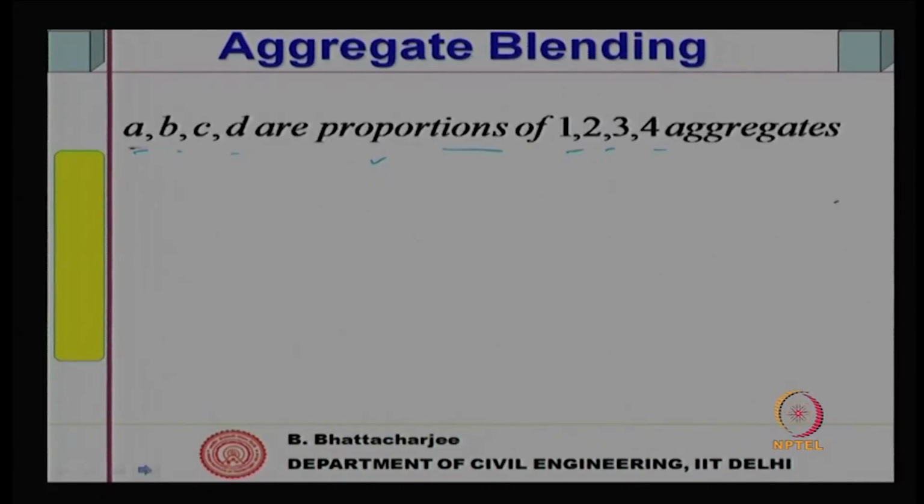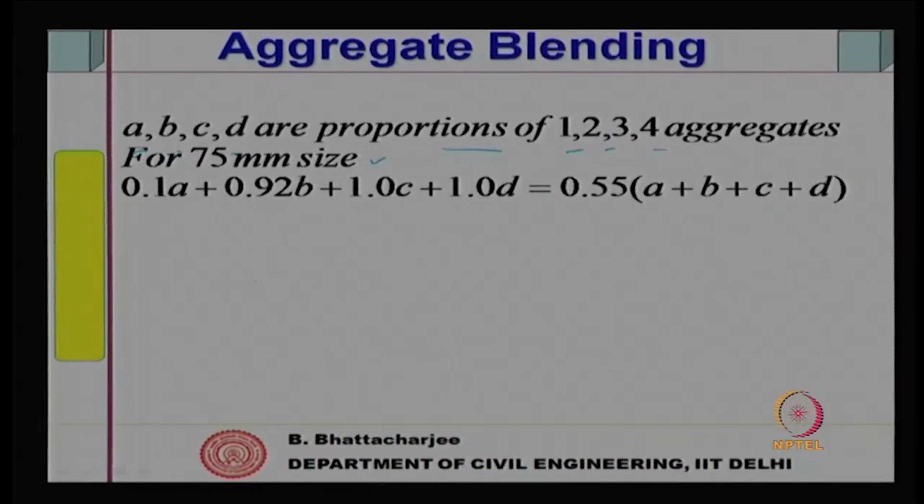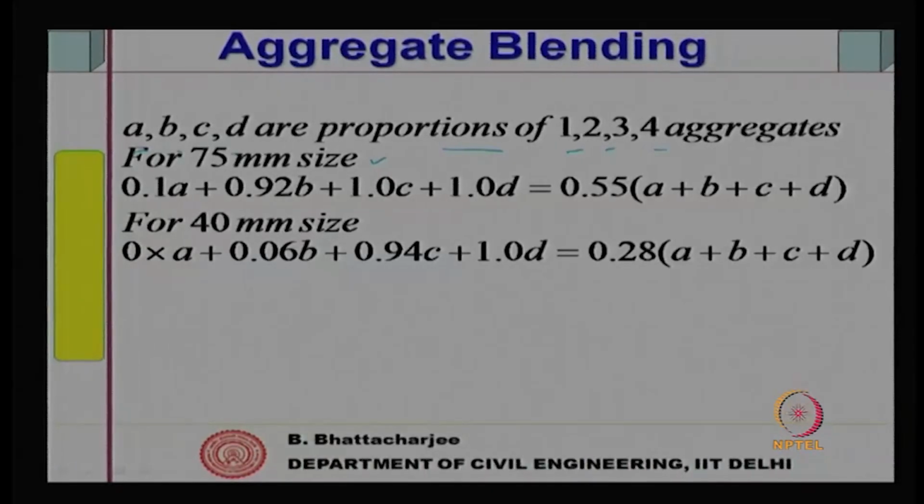So, I put the equation for 75 mm size: 0.1 A, 0.92 B, 1.0 C, 1.0 D, because 100% was passing through them, must equal 0.55 (A plus B plus C plus D). Similarly, for 40 mm size, there is hardly anything for A, only 6% for B, 0.94 of the C aggregate passing through 40 mm, and 100% passes for D aggregate, and desirable is 0.28. I can set a third equation. Now, I must set 4 such equations, because I have 4 unknowns.